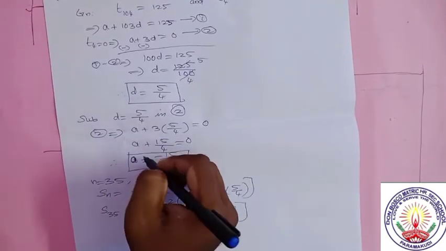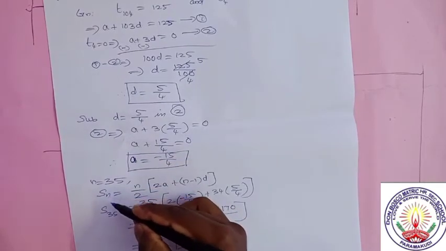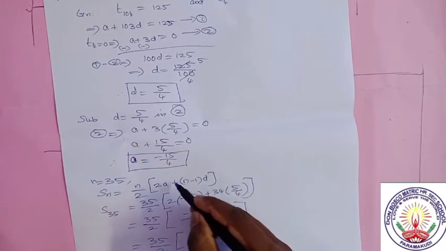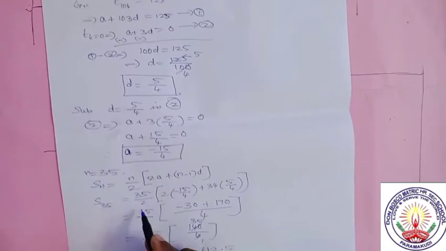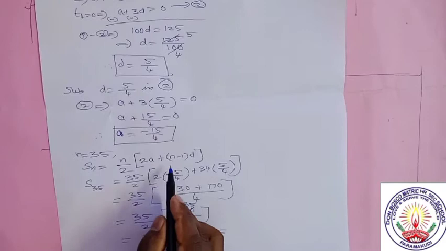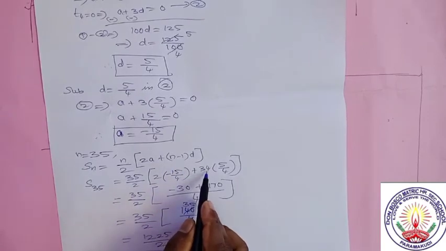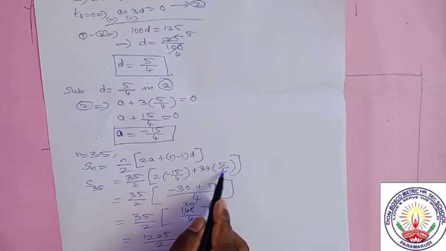So we have A and D, and our problem is to find Sn. The formula is n by 2 into 2A plus n minus 1 into D. Here n is equal to 35. So 35 by 2 into 2 into A, which is minus 15 by 4, plus 34. 34 means 35 minus 1 is equal to 34, 34 into D, which is 5 by 4.